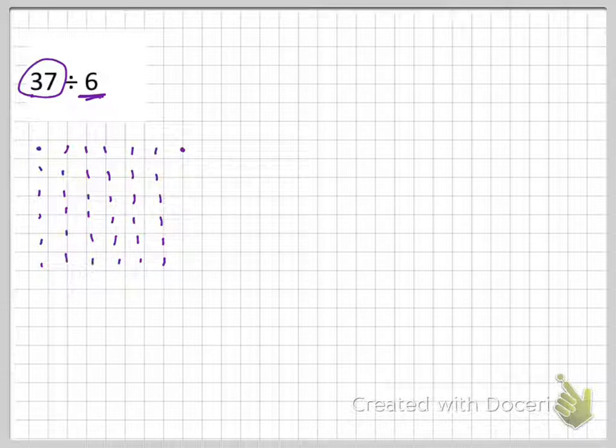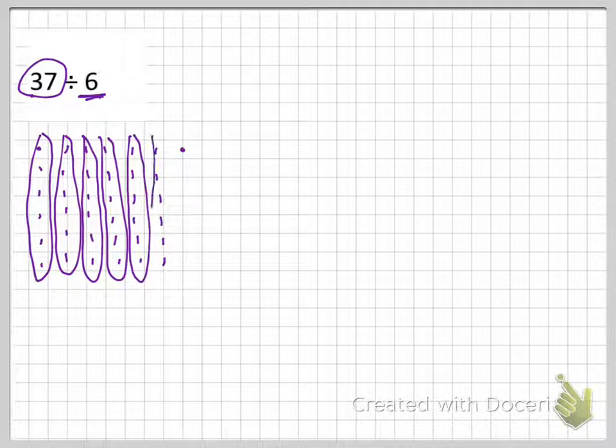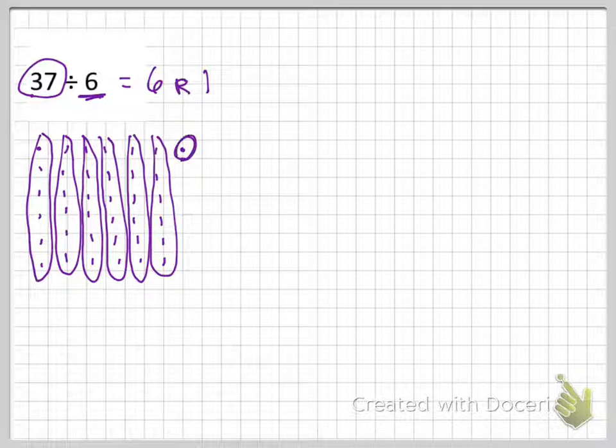So how many groups do we have? We have 1, 2, 3, 4, 5, 6, and 1 left over. So the answer to this problem would be 6 remainder 1. We've got 1 left over.